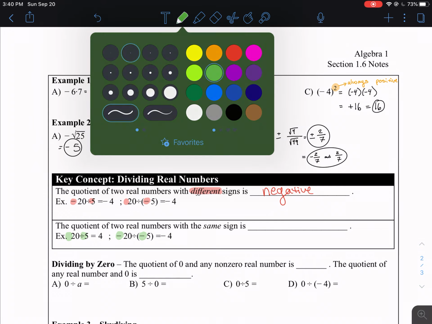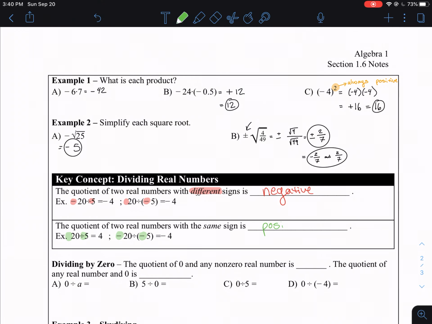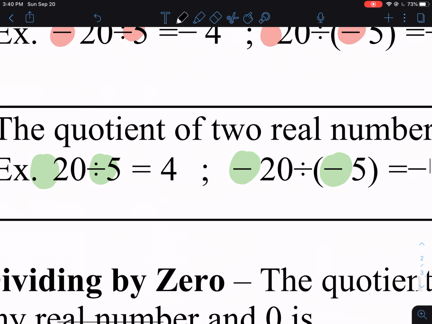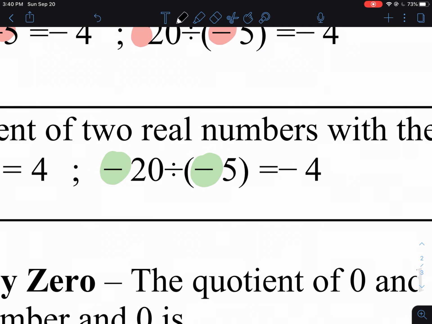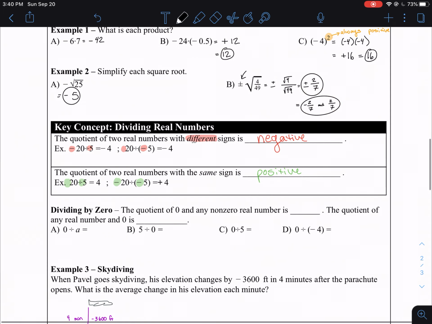So on your note sheet, you should notice a little error. You zoom in on this guy right here, and you say, oof, right here, negative 20 divided by negative 5, positive 4. There you go.